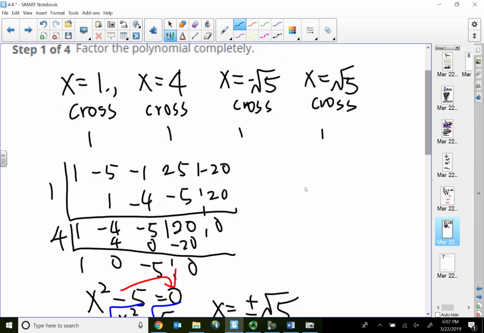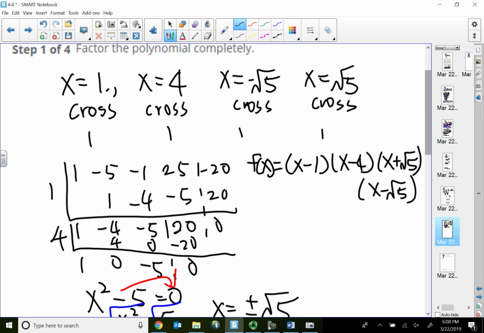All right, so my final answer for factoring will simply be: move the positive 1 over, that'll be x minus 1, x minus 4. Move the negative square root of 5 over, that will be x plus square root of 5. And my last one will be x minus square root of 5. There you go. Factored it completely.